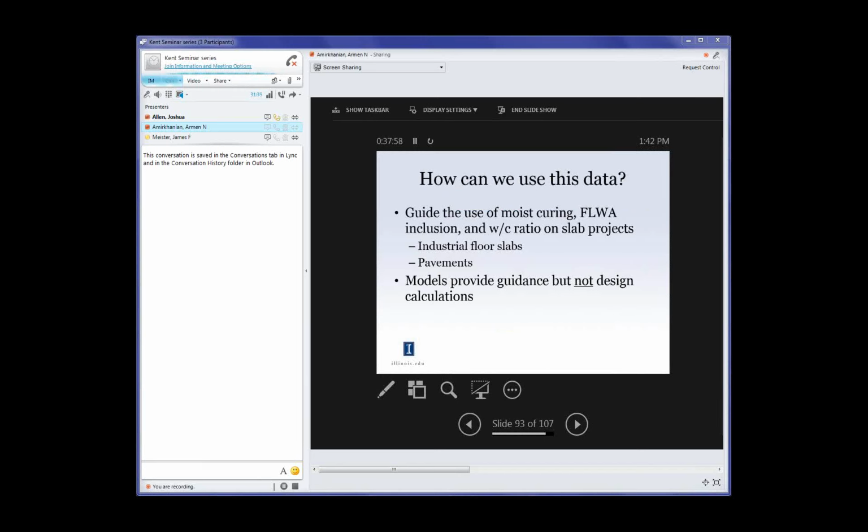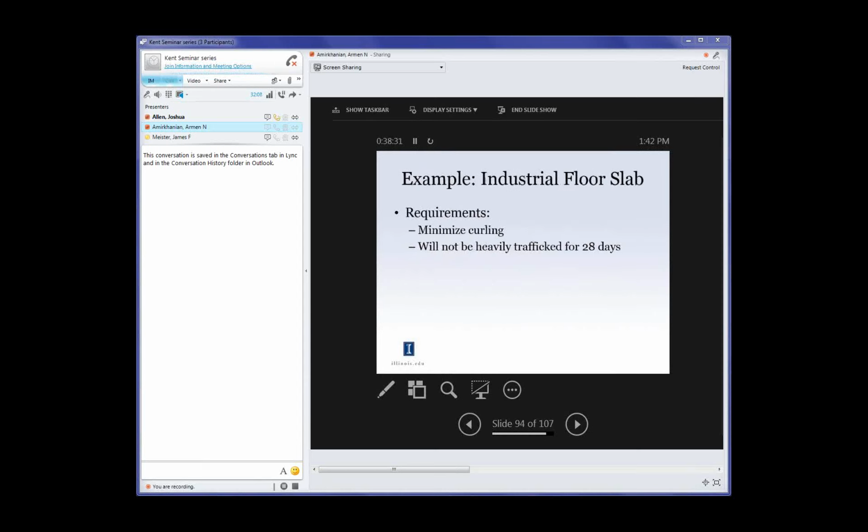How can we actually use this data that we presented? A lot of equations, lots of plots, lots of experimental runs. Well, we're just going to go through 2 examples, one with industrial floor slab and one with pavements, on how this model can provide guidance, but not necessarily the design criteria for a particular situation. Again, I want to stress, you can't use this to come up with, oh, I need 27.1% lightweight and a water cement ratio of this. This is just going to provide general trends and guidance for design.